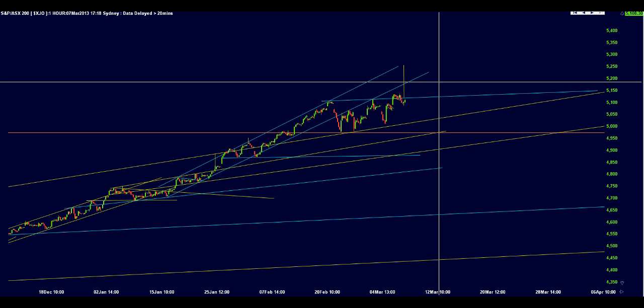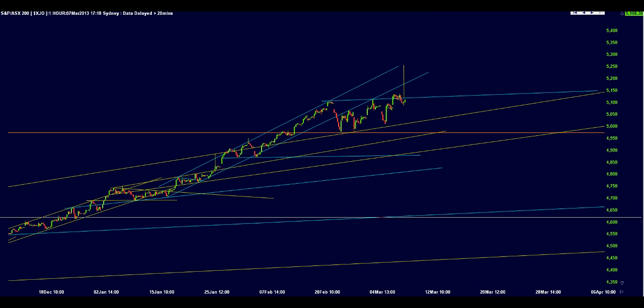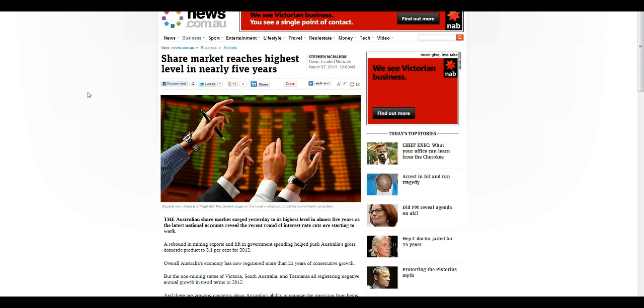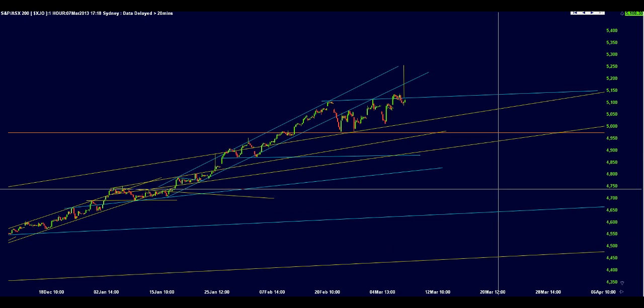There was actually a news article that I read today, and I'd like to share it with you. It's from news.com.au, and it's saying simply that the share market reaches highest level in nearly 5 years. I saw on last night's news that everyone's been ultra positive about the stock market, and it's when every last cent gets put into the stock market that we see a corrective move to the downside. So I just thought I'd share that with you.